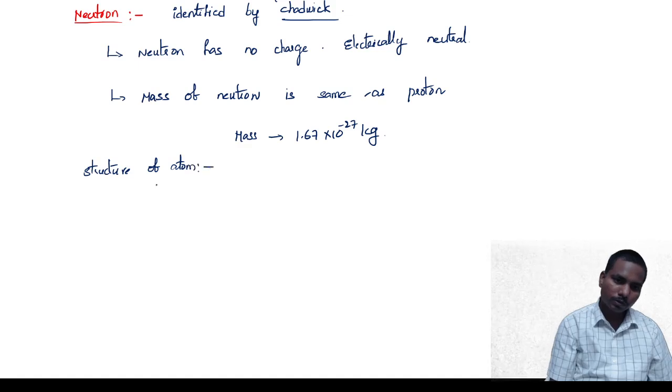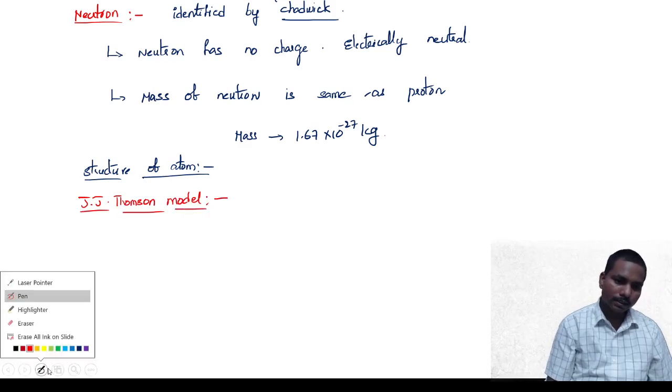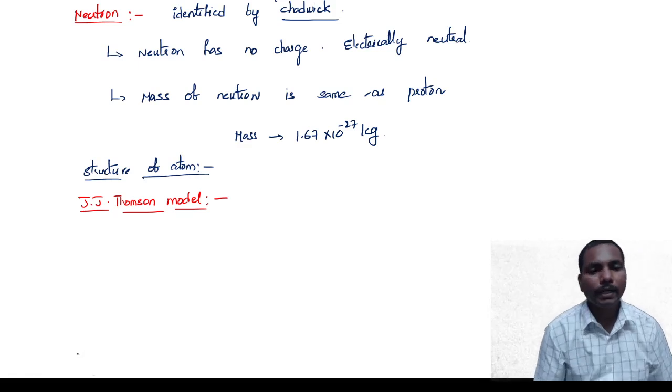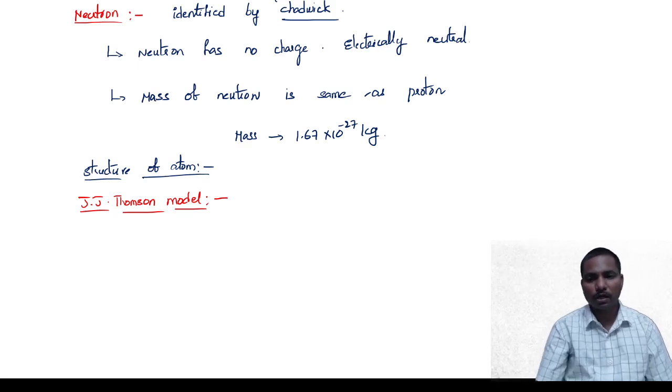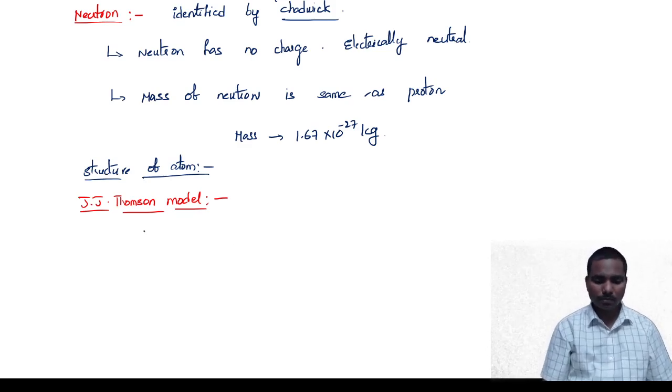The first proposal by J.J. Thomson. J.J. Thomson model. He proposed the model that is called Christmas pudding or watermelon concept. That is very important for exam. Who proposed Christmas pudding or watermelon concept? That is J.J. Thomson. Okay.